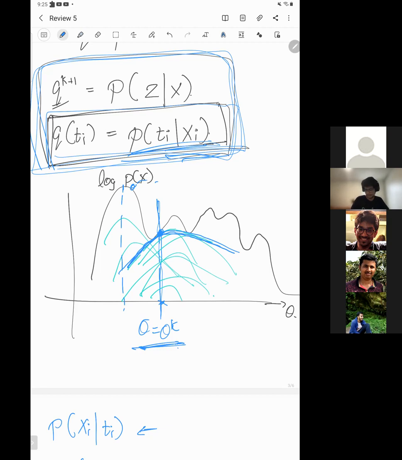Right, and the reason we find a lower bound is because it's difficult to directly maximize this log P of X, right? Yeah, correct. And why is it difficult? For example, in a previous course we saw that if we have a conjugate prior, then it's easier to solve. So is that one of the reasons? Why is it difficult to actually maximize this curve?